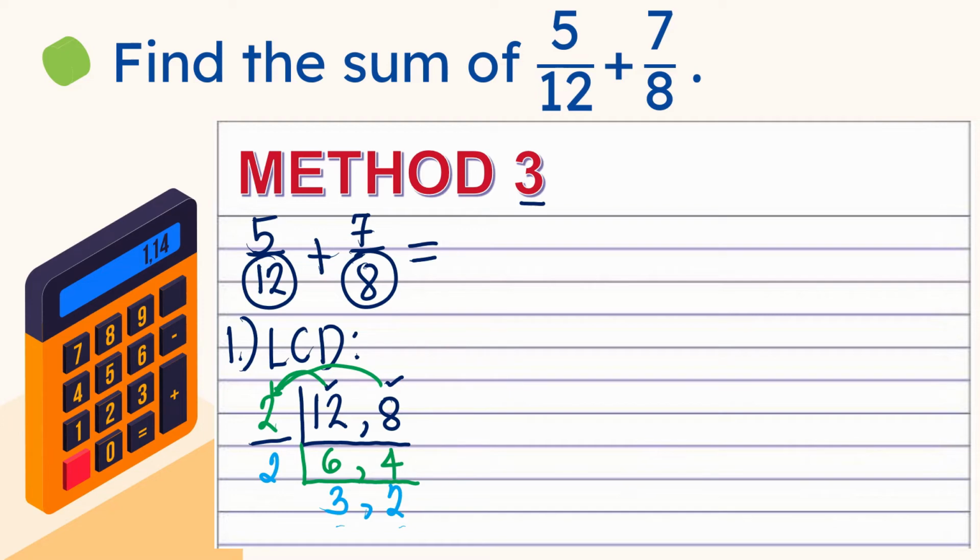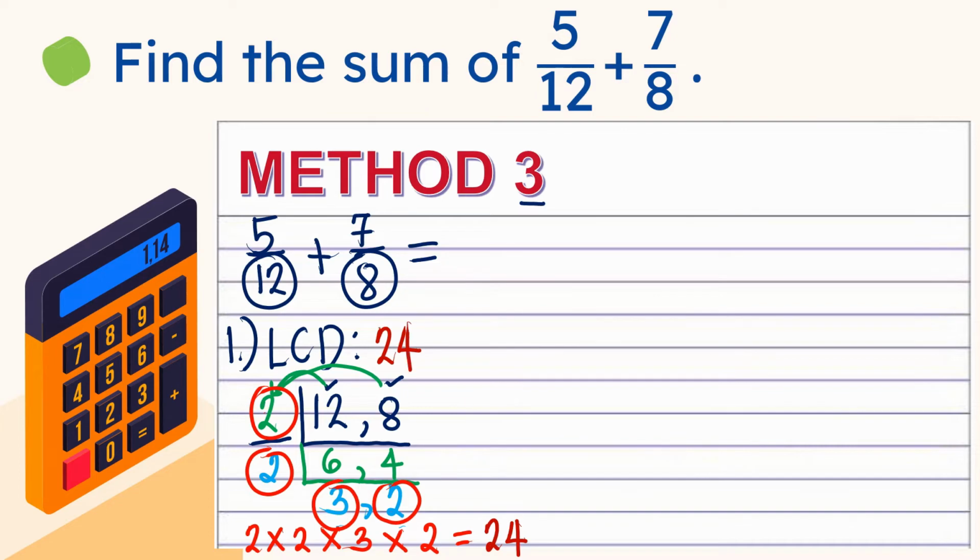How do we find the LCD? Asan ba dyan ang LCD natin? Ang LCD natin dyan ay yung mga numbers na yan na nasa labas, ipag-times lang natin. So, ipag-times lang natin yun lahat, okay? So, 2 times 2, times 3, times 2. Kung ano yung lumabas dyan, that will be your LCD. What is 2 times 2? 4 times 3, 12 times 2, that is equal to 24. Therefore, ang LCD natin ay 24.